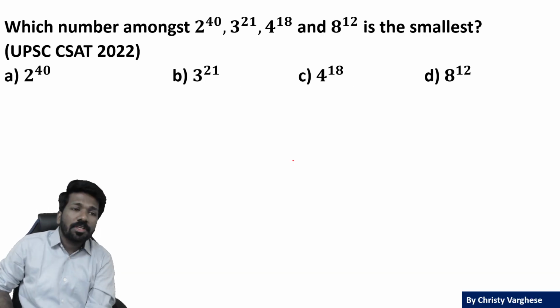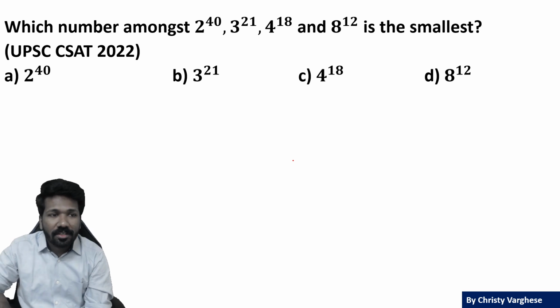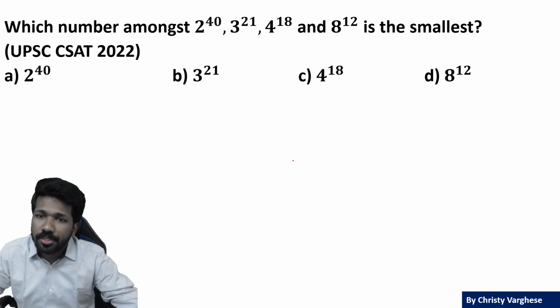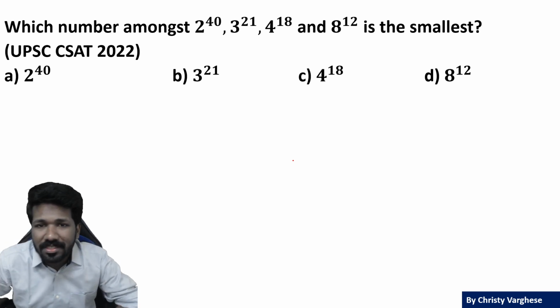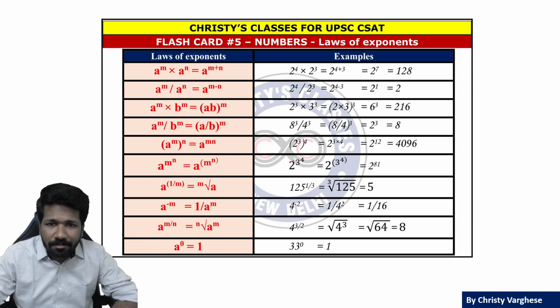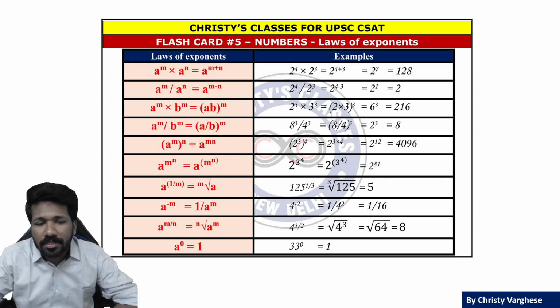This was a 2022 CSAT question. Which number among 2 raised to 40, 3 raised to 21, 4 raised to 18 and 8 raised to 12 is the smallest? So this is a question from the chapter Laws of Exponents in Number System.